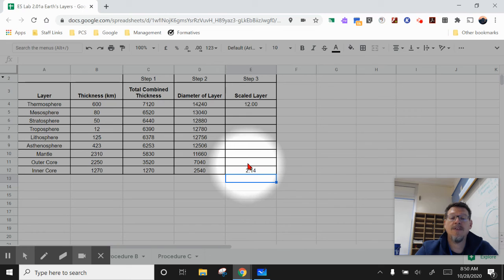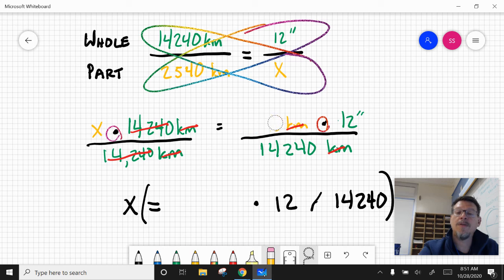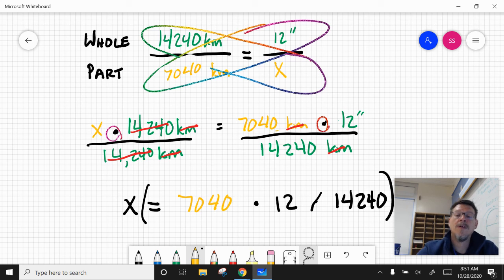You need to do that same or a similar calculation for each layer. For the outer core, the only thing that's going to change in the math is that instead of using 2,540, we're going to use 7,040. Going back to my math, I can just think of it as erasing that one number in all the math and putting in a different number, 7,040. And there's my new math for the next cell.